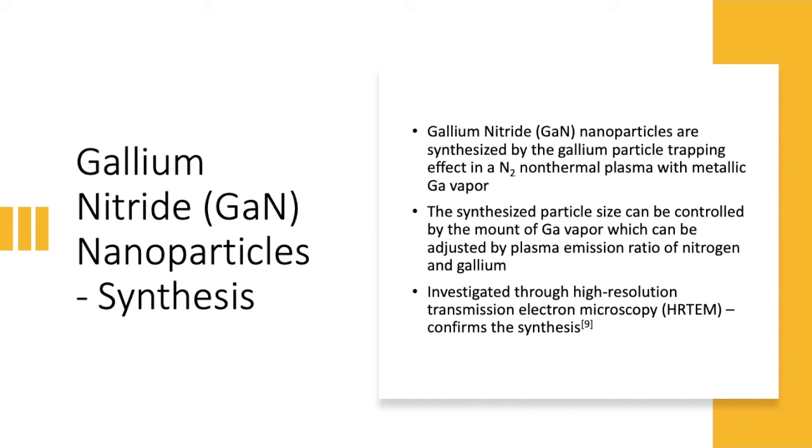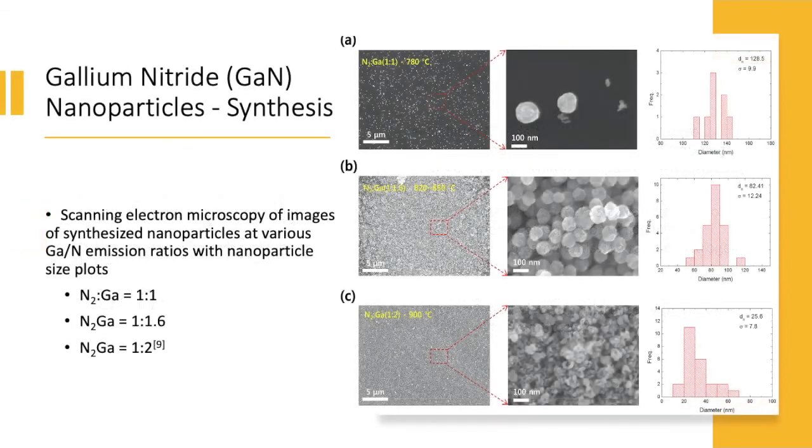And then just some information about the synthesis of gallium nitride. They are synthesized by the gallium particle trapping effect in a dinitrogen non-thermal plasma with metallic gallium vapor. The synthesized particle size can be controlled by the amount of gallium vapor, which can be adjusted by the plasma emission ratio of nitrogen and gallium. This was investigated through a high resolution transmission electron microscope, and you can use the microscope to confirm the synthesis as well.